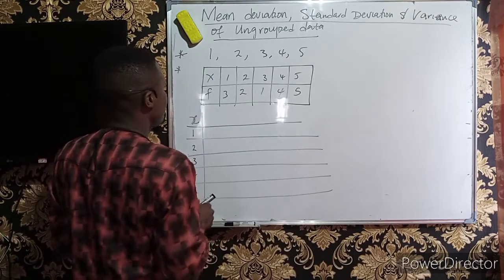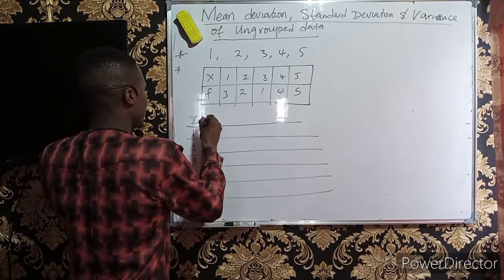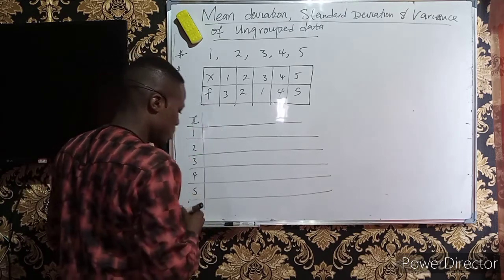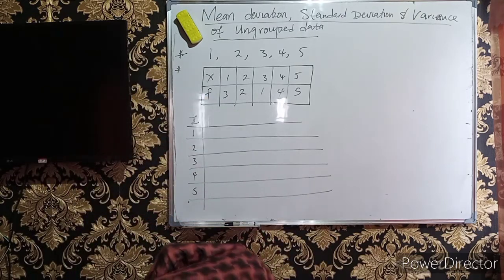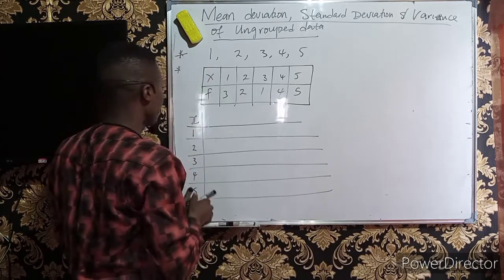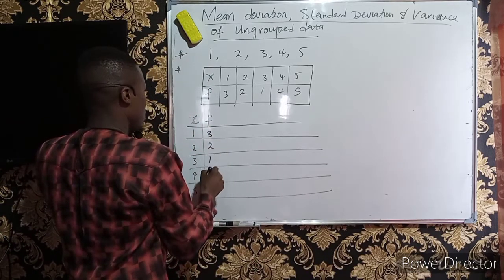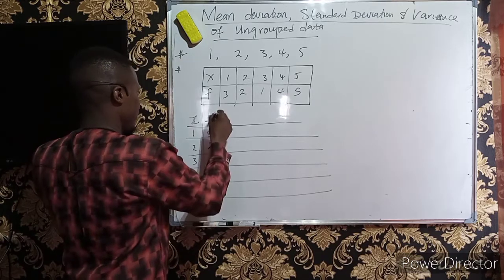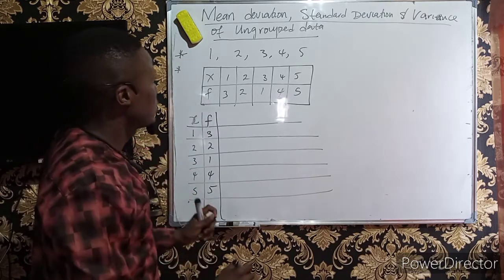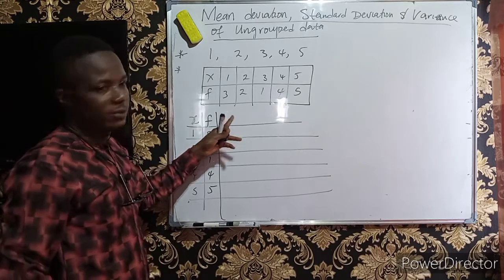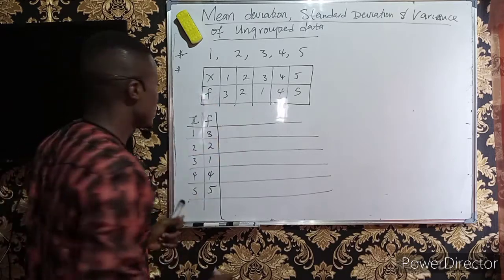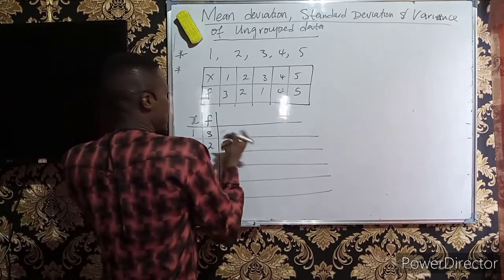With their corresponding frequencies. So the frequencies are 3, 2, 1, 4, and 5. Because before you get the standard deviation or variance or mean deviation, you need your mean, x bar.